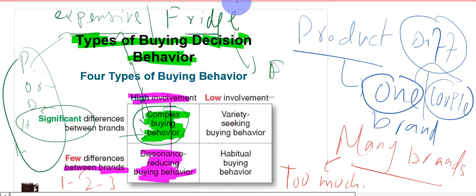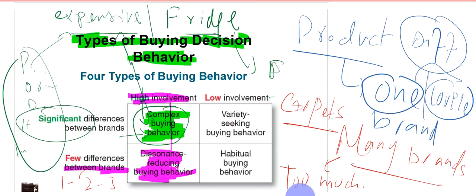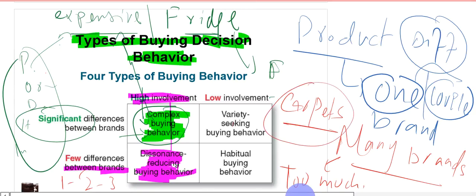An example of this dissonance reducing would be carpets. When people go to the market to purchase a carpet for their home, they will not find so many differences, because carpets are self-explanatory and the design on the carpet is also self-explanatory, but consumers will have to get involved to make their decision.